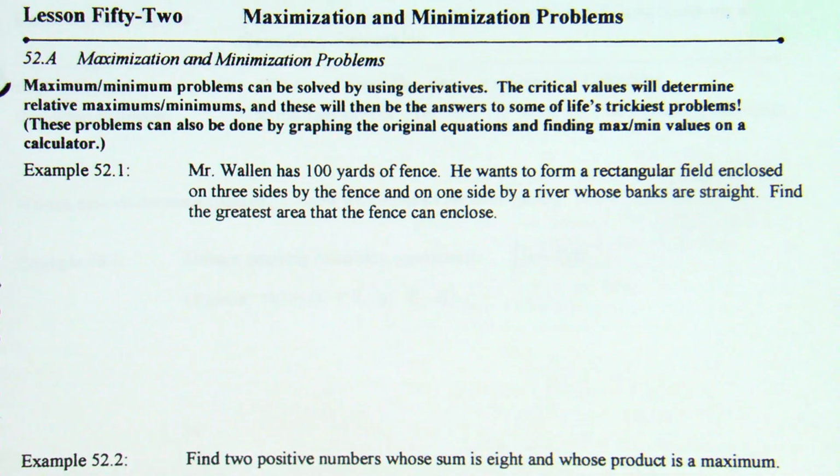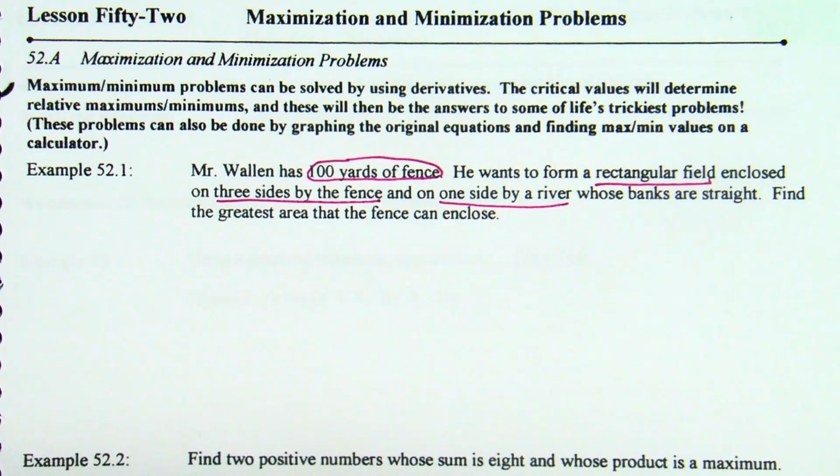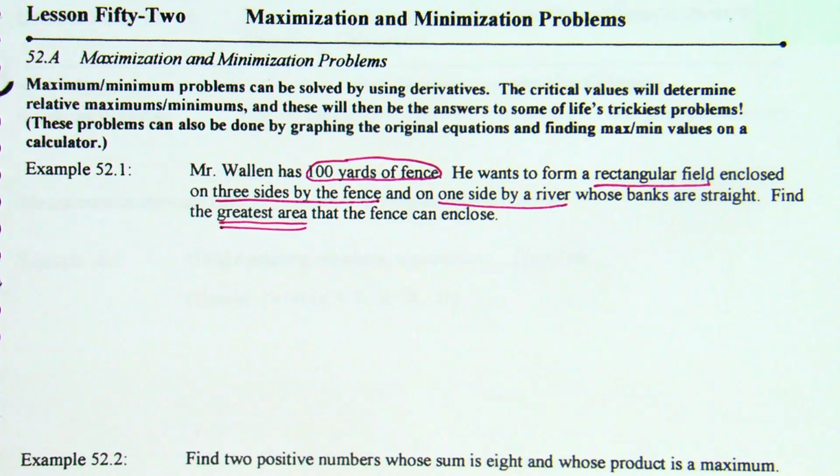Okay, so let's get the idea here. Mr. Wallen has 100 yards of fence. He wants to form a rectangular field enclosed on 3 sides by the fence and 1 side by a river. I feel like that's a traditional calculus problem. Okay. Final goal is to find the greatest area that the fence can enclose. So I want a rectangular field.